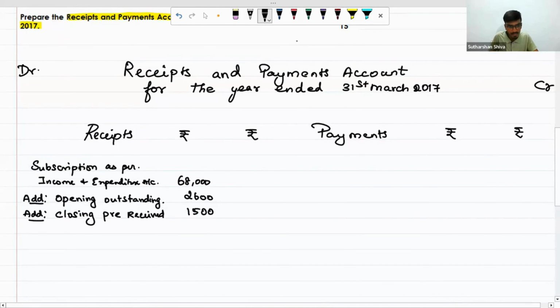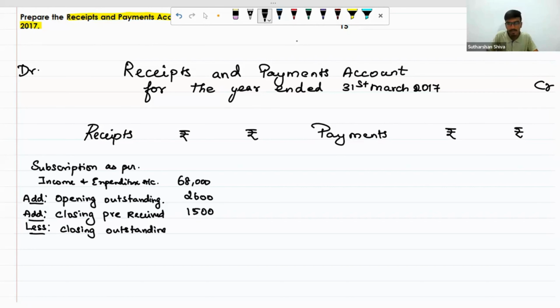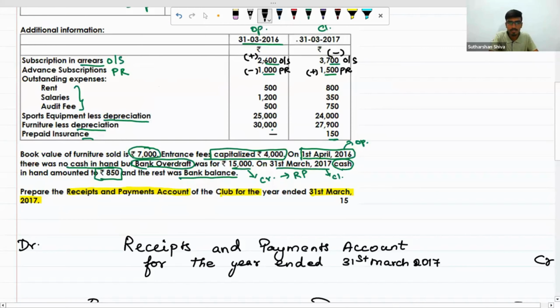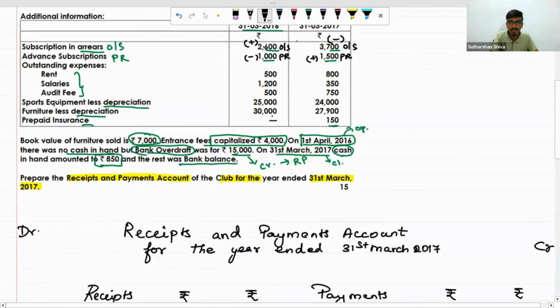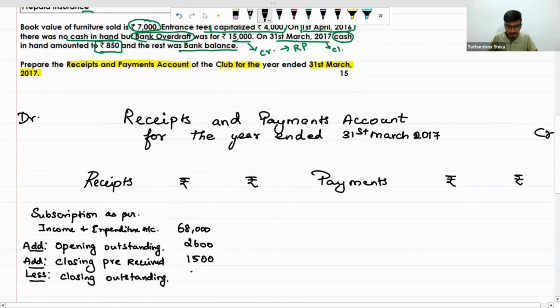Once it has been done, then do less. Don't write the total. Simply write less. Write down closing outstanding. Closing outstanding, what is the value they have given? 3,700.